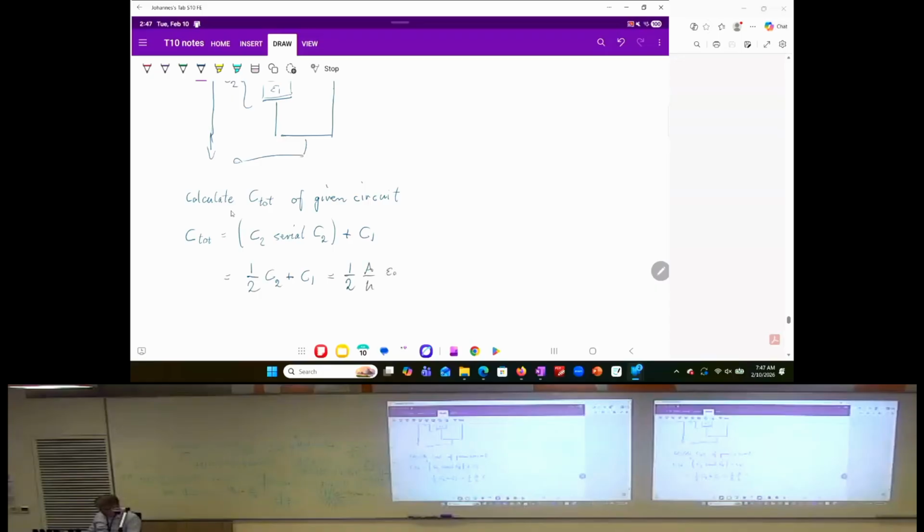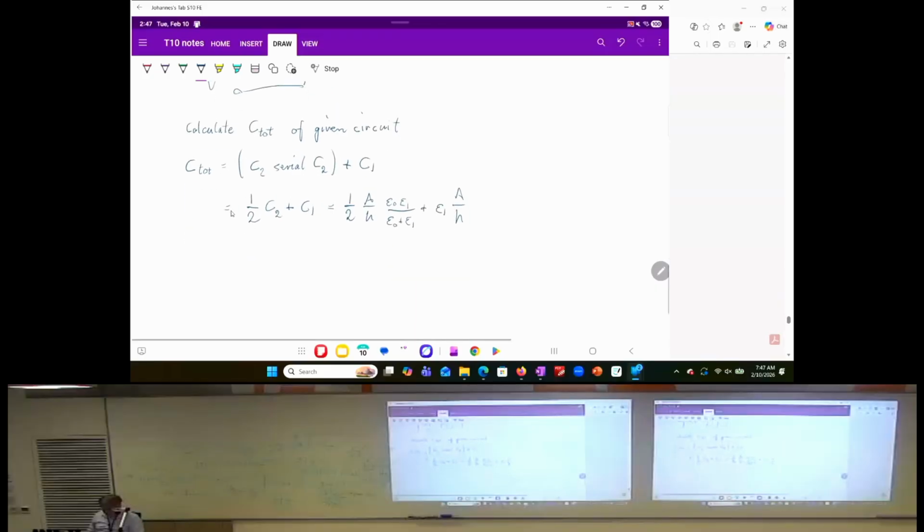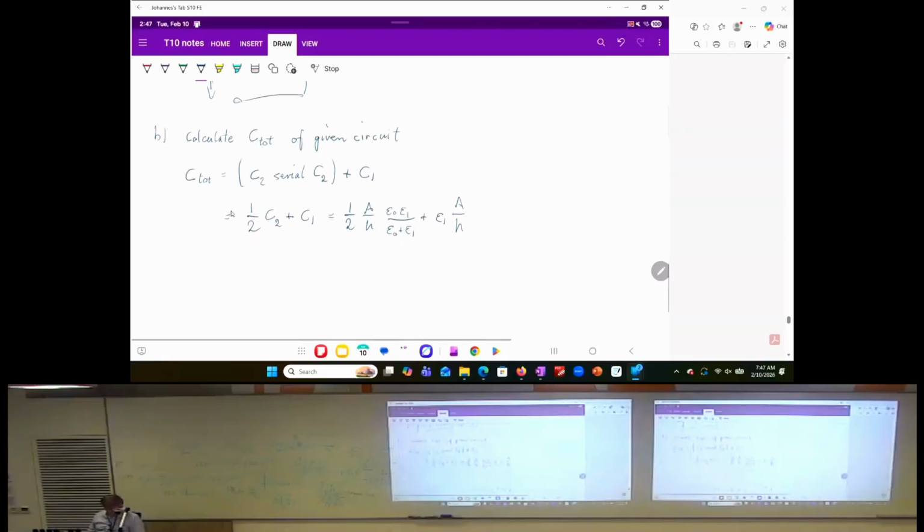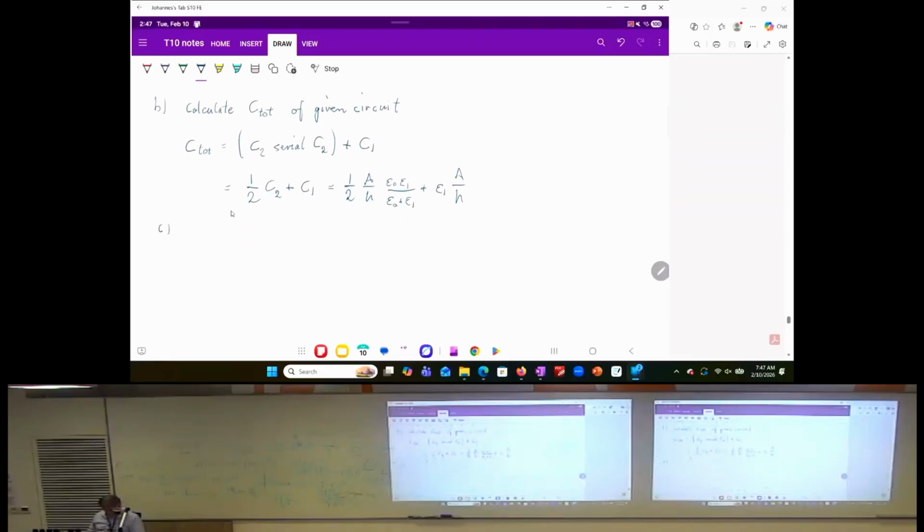in the previous example or part of the problem, E0 plus E1 plus E1 A over H. And then the question is, not sure why that was denoted with B again here, but to keep consistent, I rewrite that here. Now calculate the electric field energy.